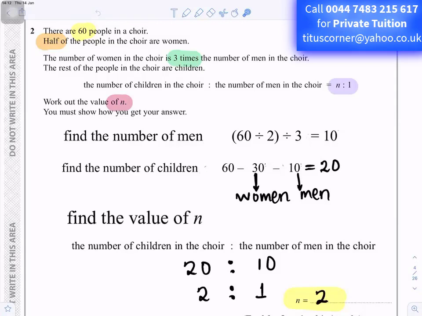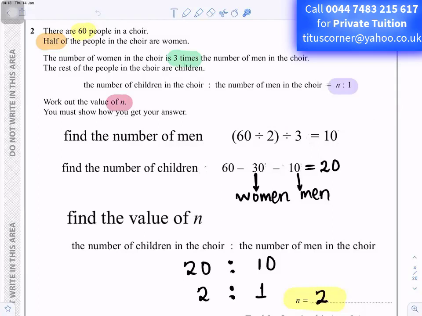So to do this type of question, we need to find the number of men. Because there are 60 people in the choir, half of them are women, so half of 60. 60 divided by 2 is 30. So 30 are women. But the number of women in the choir is 3 times the number of men. So it's 30 women divided by 3, it gives you 10. So there are 10 men, because 3 times 10 is 30.